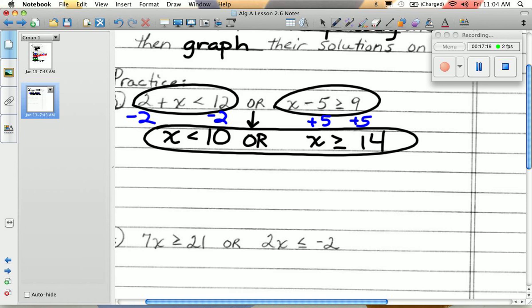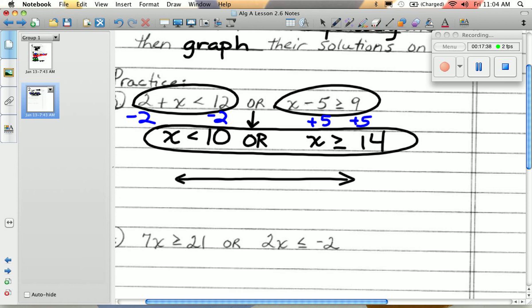It doesn't matter which one because there's an or in there. Clean your room or do the dishes. Chances are you're going to pick one or the other and not do them both, aren't you? So you get to pick a solution from one region or the other. So when we show that on the number line, we show the union of them.